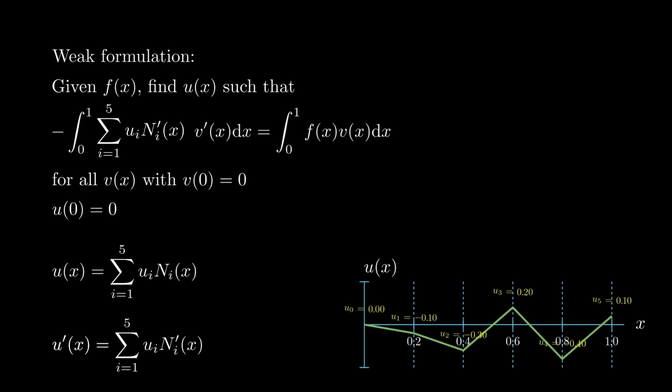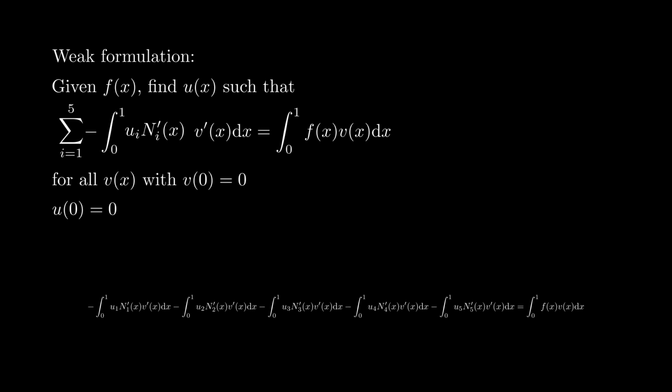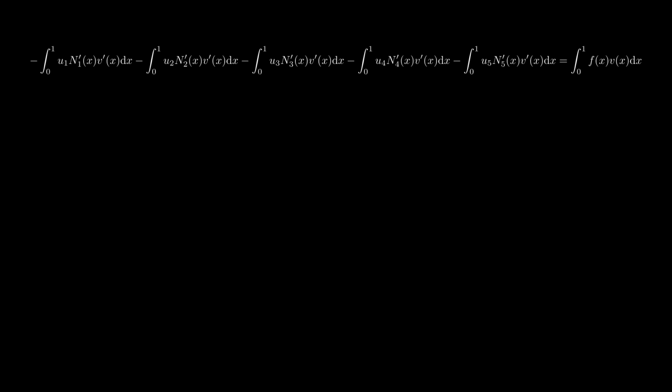Note that the integral of a sum of some functions is equal to the sum of the integrals of the functions. Therefore, we can switch the integral and the sum sign in our weak form. Expanding the sum, we obtain the following expression. Let's take a closer look at this expression. The unknown parameters ui do not depend on x. Therefore, they can be written outside the integrals.